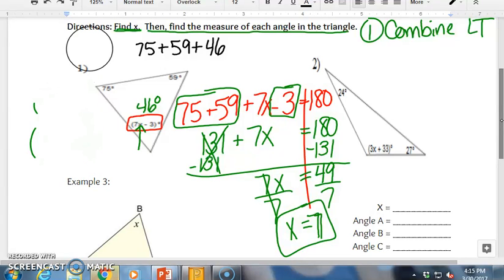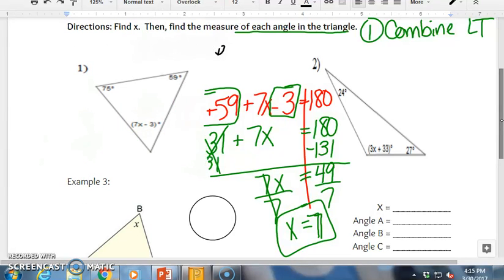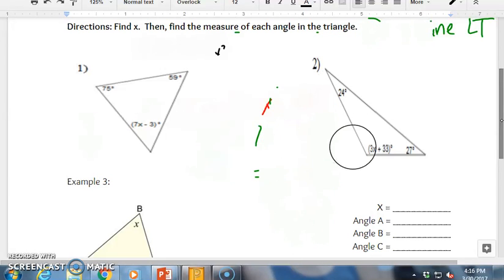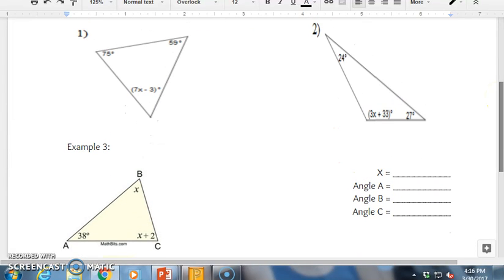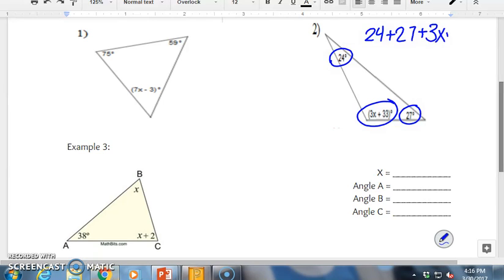All right, let's try one like that again. But you're really just setting up a very, very basic equation there. Okay? All right, so I'm going to add up my three angles. So we have 24 plus 27 plus this entire angle, so you have to write it all down, 3x plus 33 equals 180.